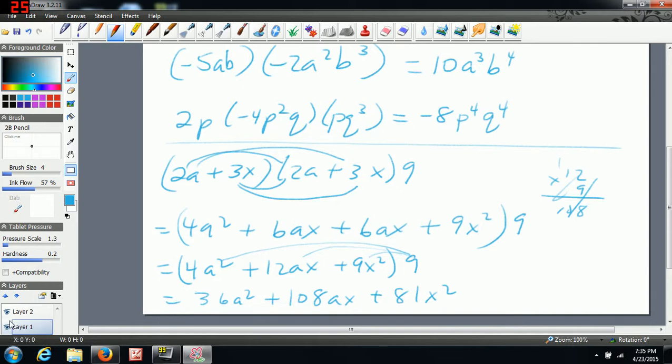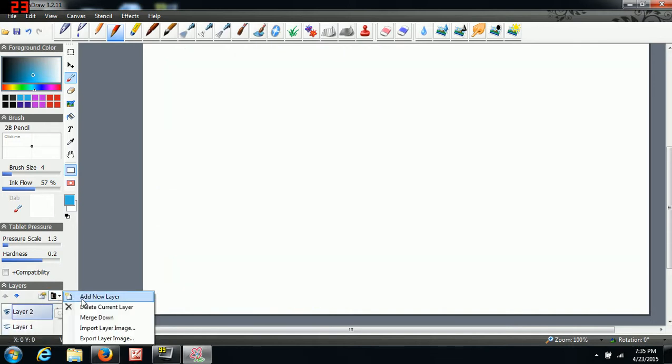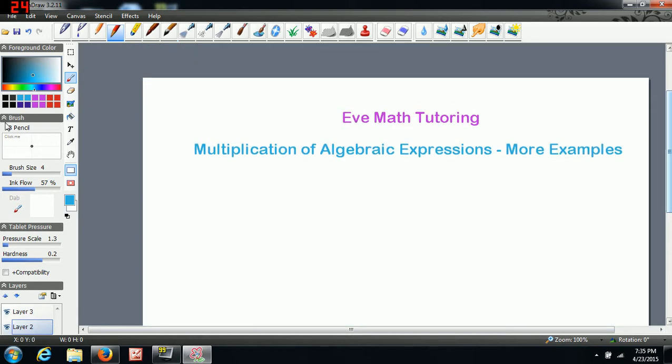Let's try some more examples. Let's try something like this. If you were asked to simplify p minus q minus p minus q in brackets minus q. So the question would obviously say simplify.